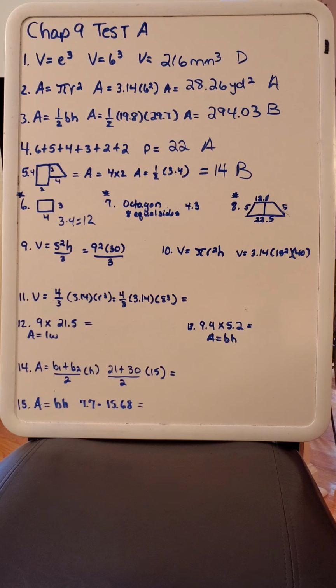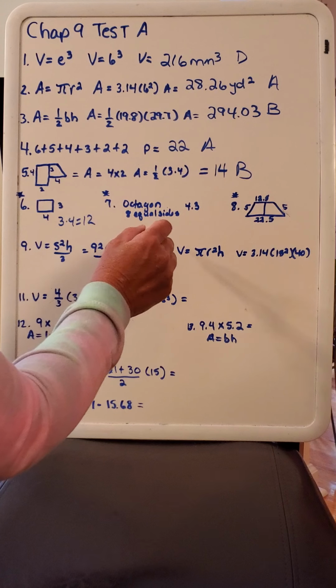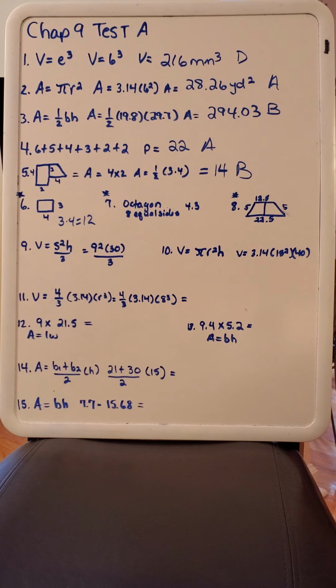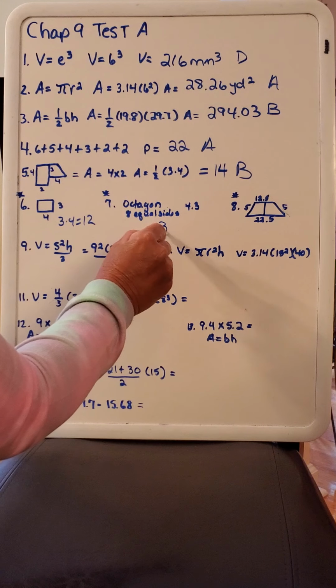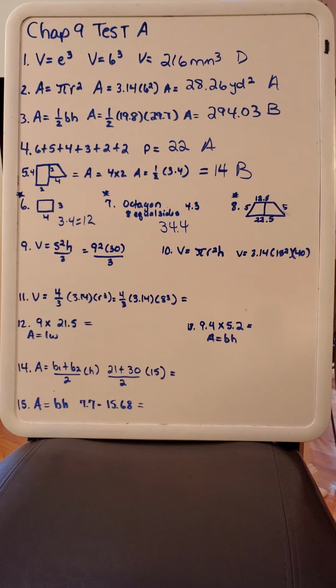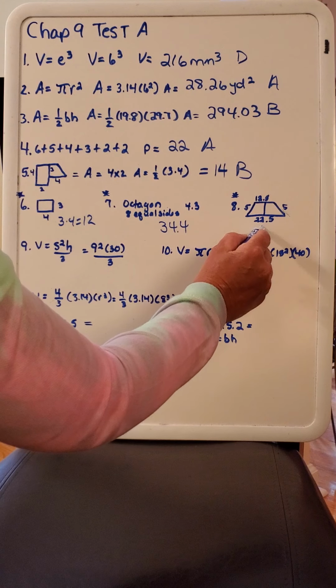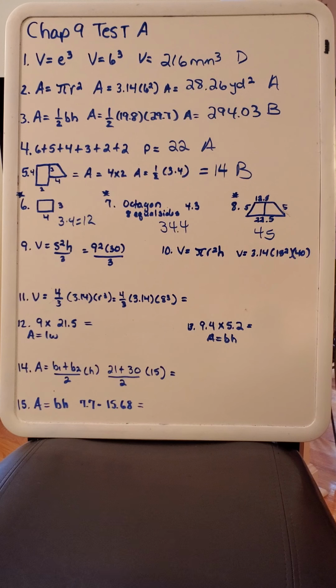Okay. Next, the perimeter of a regular polygon. That means all the sides are equal, and the sides on here are 4.3, and so we're going to do 4.3 times 8, and we are going to get 34.4. Number 8 is to find the perimeter of this trapezoid. So we're going to add up 12.5, 22.5, and then 5 and 5. And we're going to come up with 45 for the perimeter.